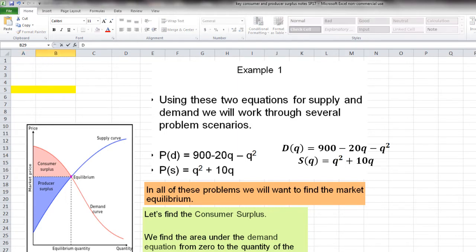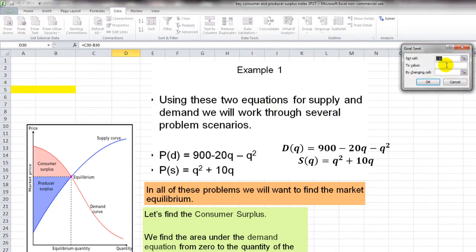So we'll put our input in, our demand equation in, our supply equation in a difference column, and type in the demand equation, 900 minus 20 times Q minus 1 times Q squared, because I don't like my understood -1 in Excel. Then the supply equation is Q squared plus 10 times Q. So my difference would be supply minus demand, and I'm going to goal seek the difference to 0 to find the market equilibrium.